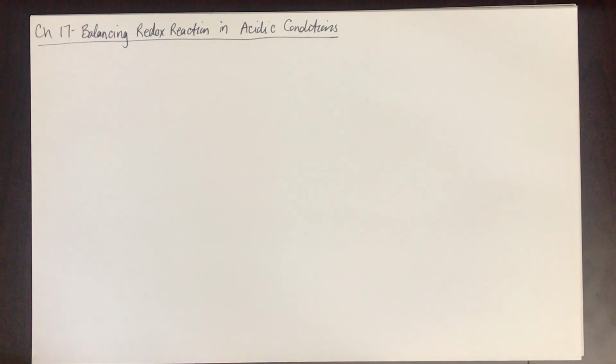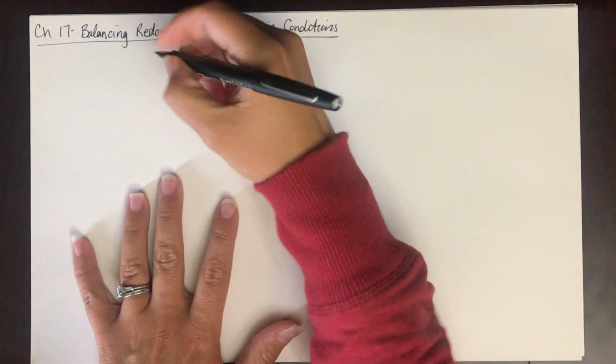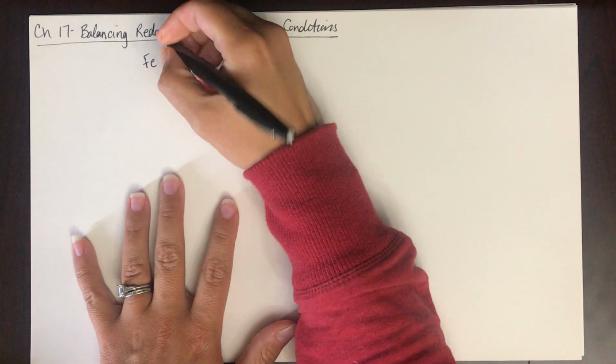Okay, so let's talk about balancing redox reactions in acidic conditions. There's a lot of steps to these problems, and I'm just going to work through an example problem, and we'll take it step by step. Okay, so here is the reaction. You'll see something like this. It'll have the reaction written out.